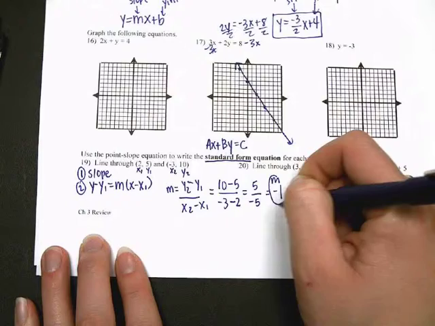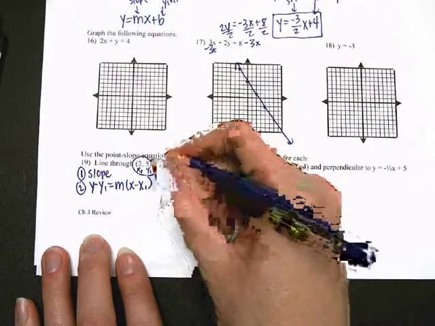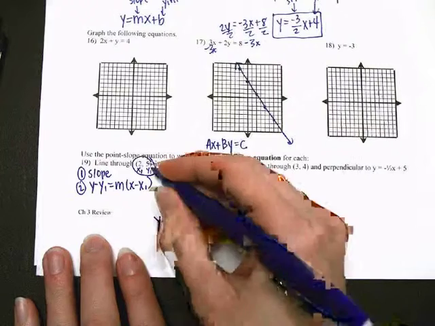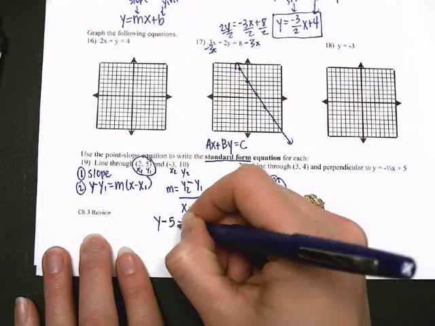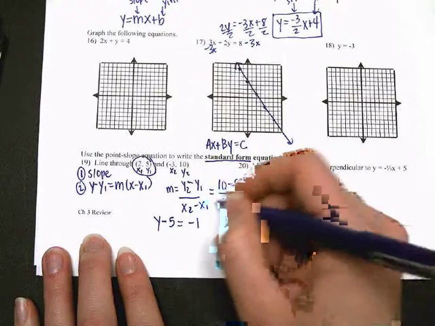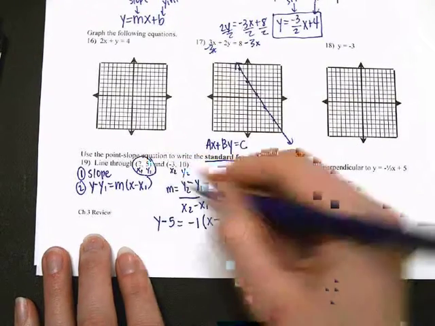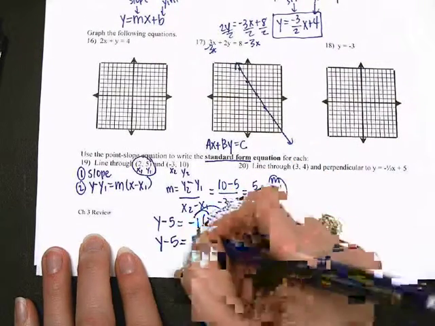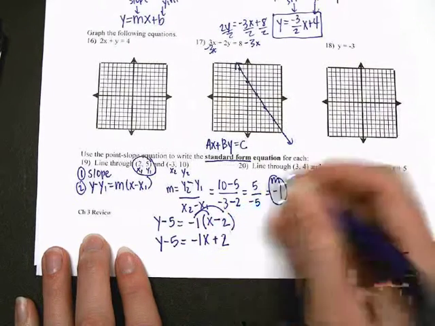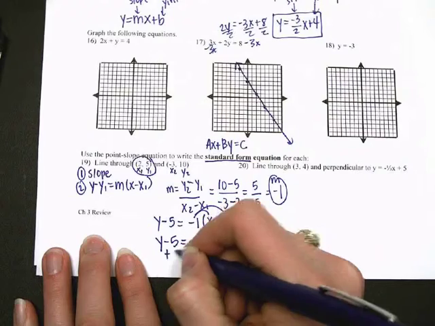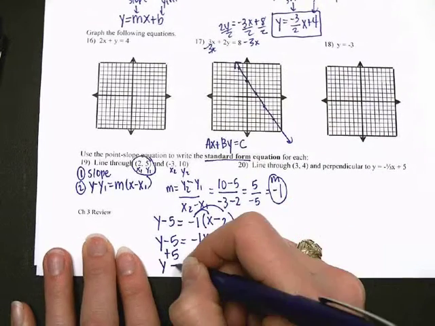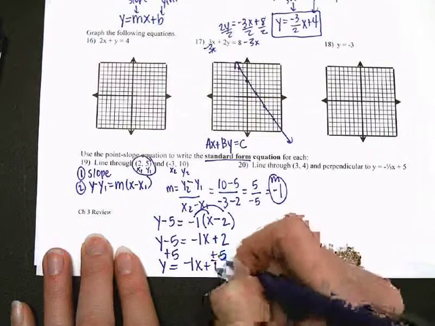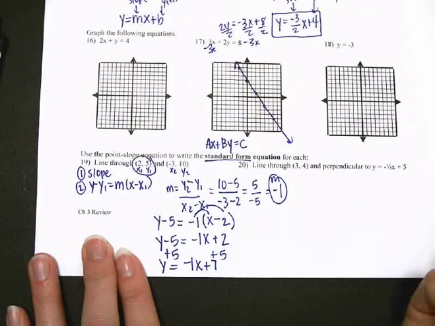Now that I've got my slope and I've got a point, I'm going to plug it into point slope. So y minus y1, which was 5, equals m, which is a negative 1, times x minus x1, which was 2. Distribute. Y minus 5 equals negative 1x plus 2. And then add the 5, and you get y equals negative 1x plus 7. This is in slope-intercept form. So if it asked me for slope-intercept form, I would stop here. But it asked me for standard form.